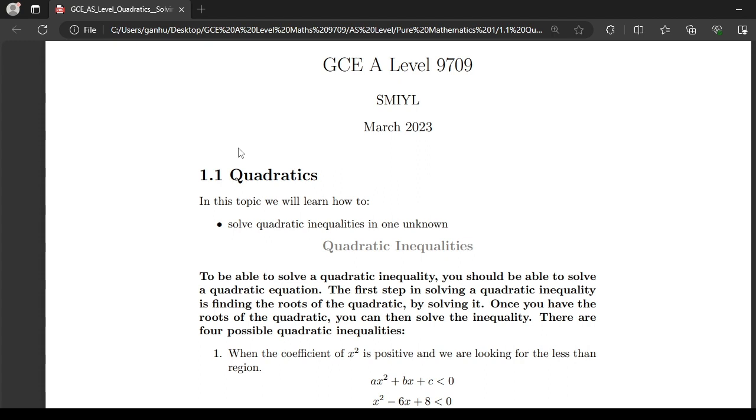I'm a former A-level student and I graduated high school with straight A stars, and I'm here to help you do the same, or if not, just to make A-level maths a little less challenging for you. So today we'll be looking at quadratic inequalities, and we'll be focusing on the syllabus point that says we should learn how to solve quadratic inequalities in one unknown.